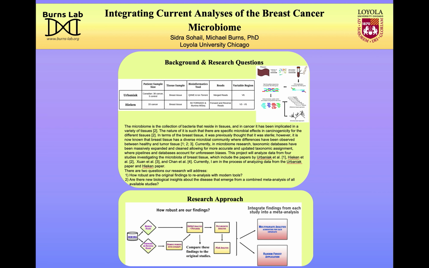And currently, in microbiome research, the taxonomic databases have been so massively expanded and cleaned that they allow for a more accurate and updated taxonomic assignment of the microbes, where specifically pipelines and databases can account for unforeseen biases. So my project will analyze data from 4 studies investigating the microbiota of breast tissue, including papers by Urbaniak, Heekin, Schwann, and Chan. Currently, I'm in the process of analyzing data from the Urbaniak and Heekin papers.